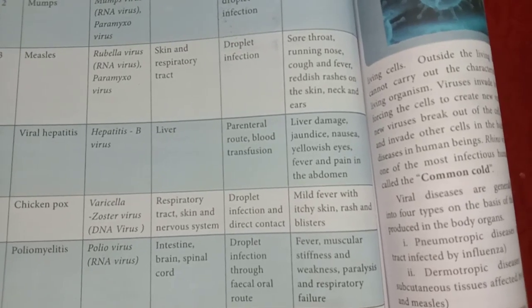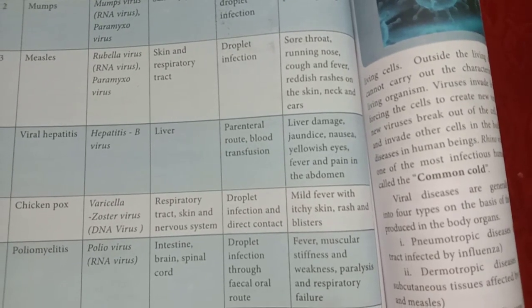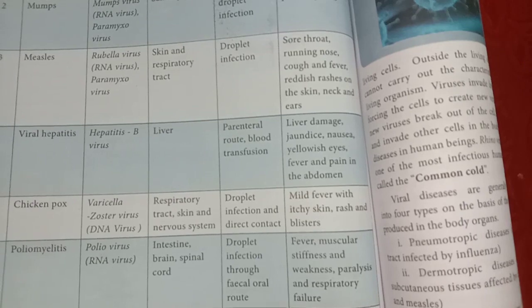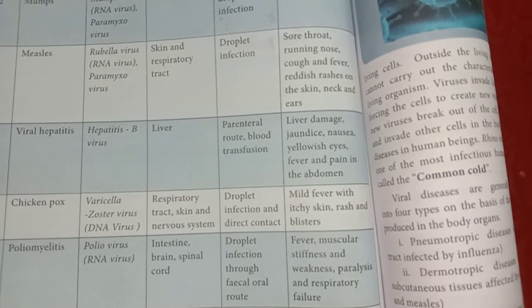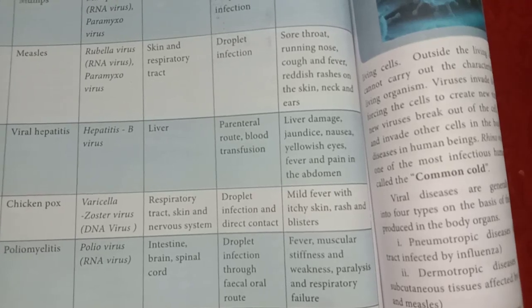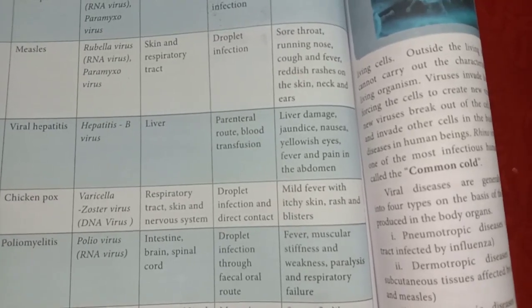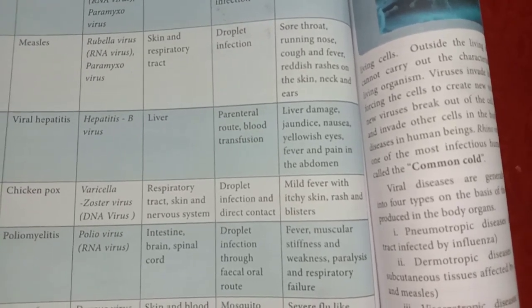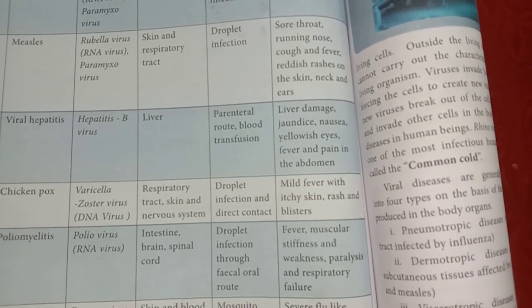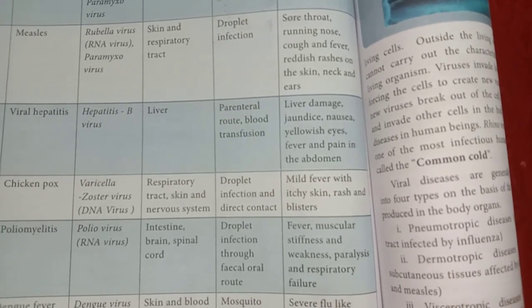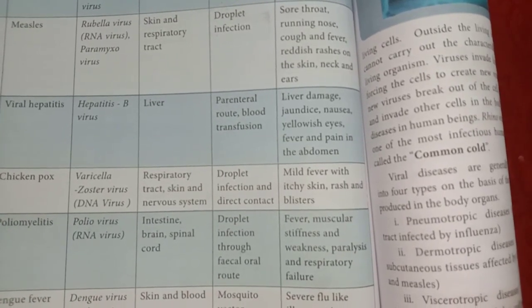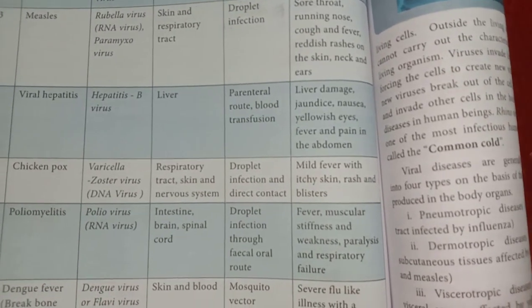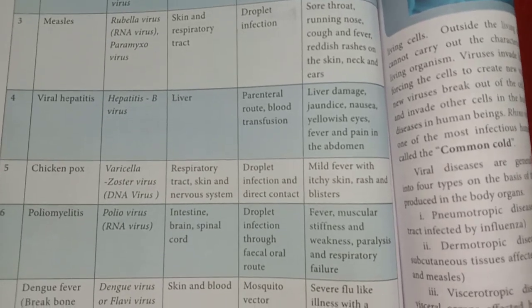Then the fourth example, viral hepatitis, causative organism hepatitis B virus. This disease affects the liver. Transmission: this disease is transferred through the parenteral route. That means from the mother to the fetus it can transfer, or through blood transfusion. Then symptoms: liver damage, jaundice, nausea meaning vomiting sensation, yellowish eyes, then fever and pain in the abdomen. These are the symptoms of hepatitis.